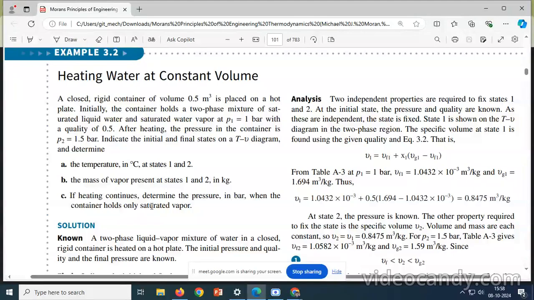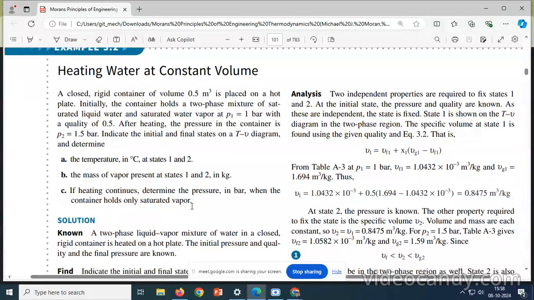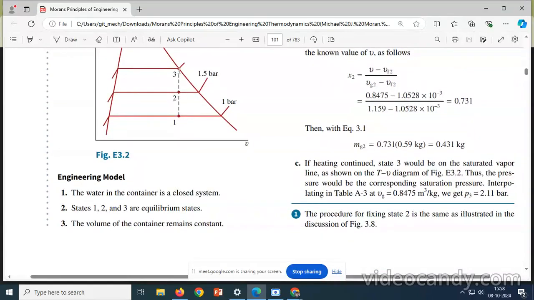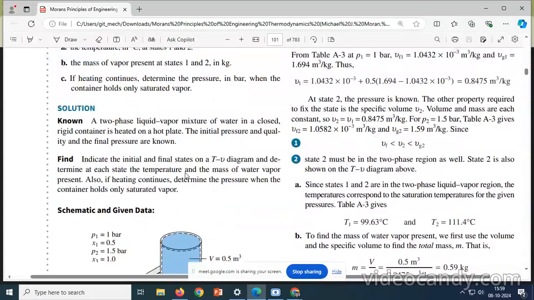We don't know. When the container holds only saturated vapor, see the point where they have shown. Exactly at this point, just for reference, you need not draw to scale. But at point 3, it is exactly located on the saturated vapor curve. So at point 3, x is 1. A quality of 1 means all the water particles are in the vapor state. This is very important.